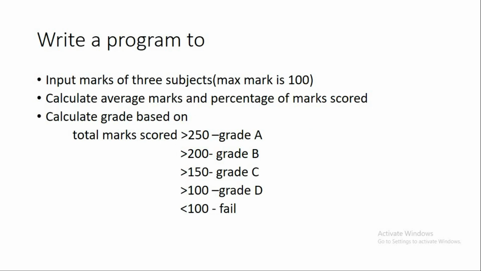Write a program to input the marks of three subjects. These subjects are out of 100, and then calculate the average marks scored and the percentage of marks scored. Also calculate the grade based on the chart given here. If total marks is greater than 250, grade A. If it's greater than 200, it's grade B. Greater than 150, grade C. Greater than 100, it's grade D. If it's less than 100, then you just put a fail on that.